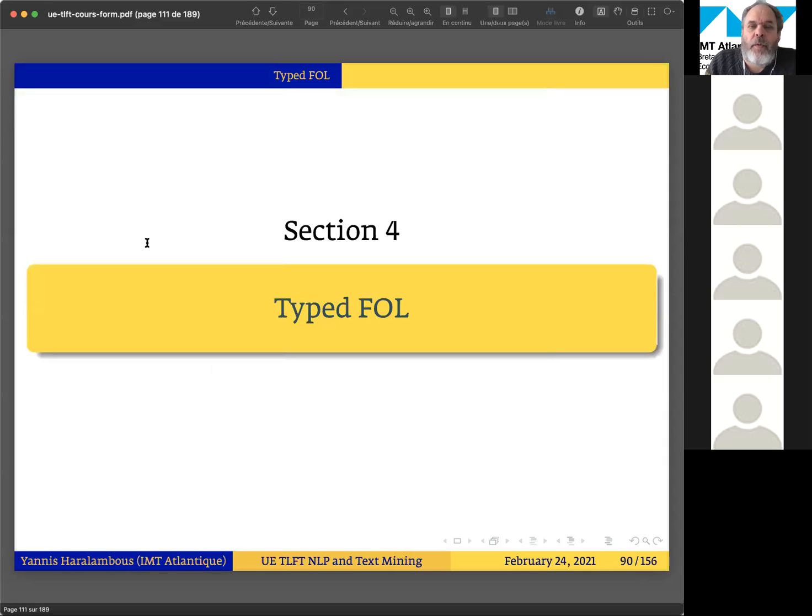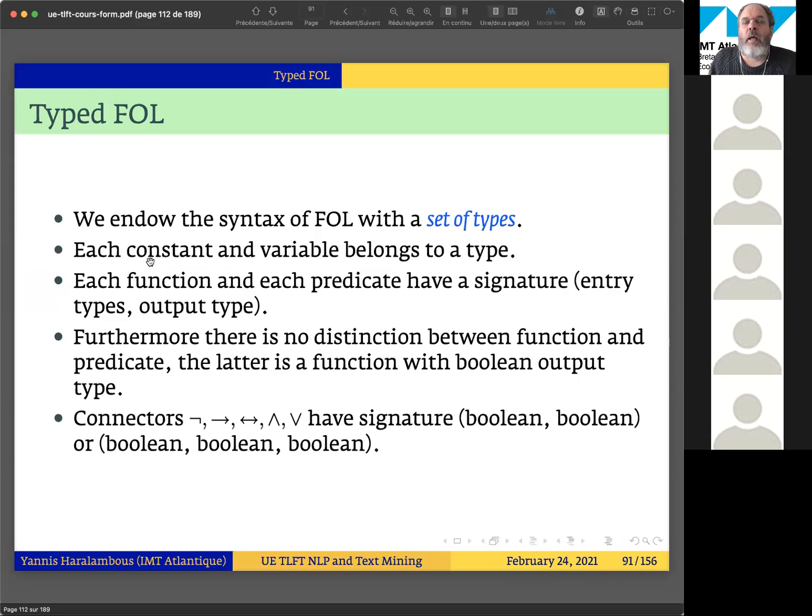Up to now, we only studied original, authentic first-order logic, in which we have domains, and domains have elements. There is another version of first-order logic which is combined with types, which is called typed first-order logic. And here, all constants and variables belong to types.